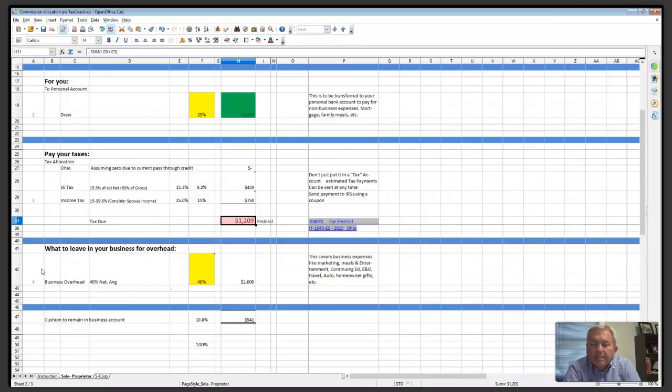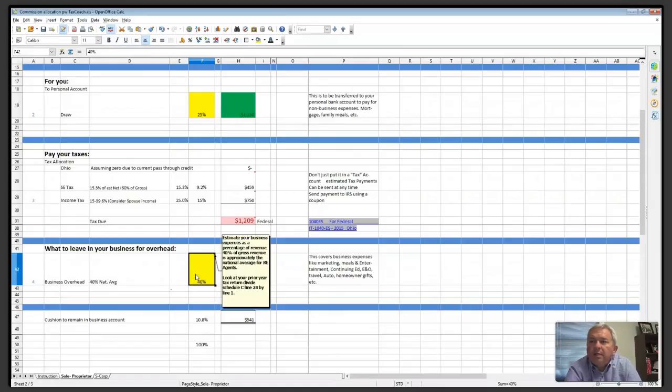Based on my experience with real estate agents, it costs about 40% of your revenue to operate your business. Some agents are less, some agents are more. 40% is the number that we're using for our example here. So if you operate a business that is more efficient, you could reduce this percentage.